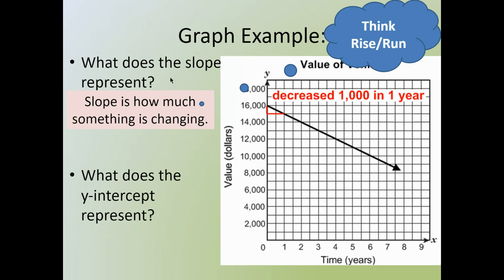Now, what does that 1,000 mean? The value of the vehicle decreased by 1,000 per year.